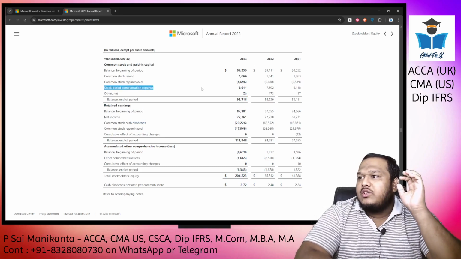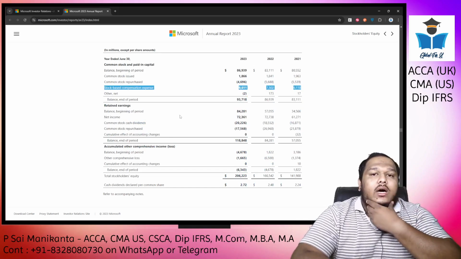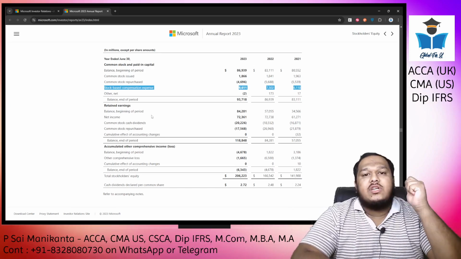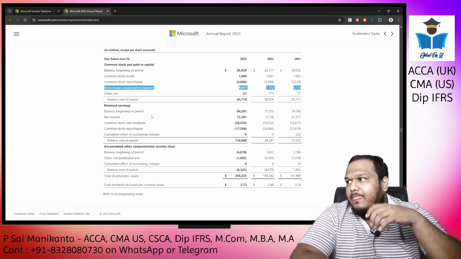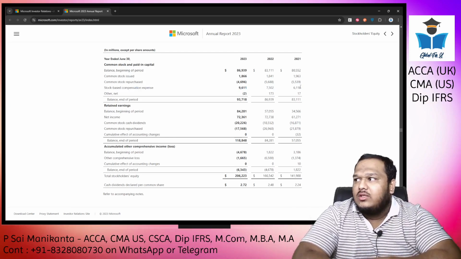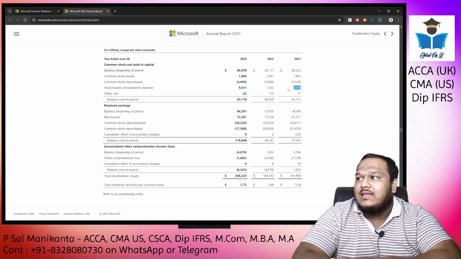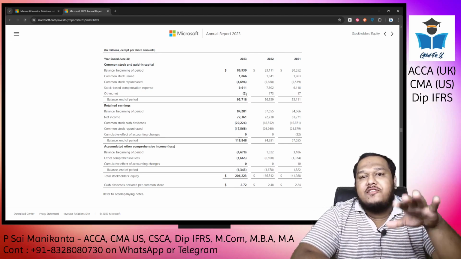And they are also giving stock based compensation. Stock based compensation means something like the CEO of the company also getting equity shares, the common stock of the company, as their salaries. So that is increasing every year. So Satya Nadella and others might actually take shares of Microsoft as a part of their salary. So that is increasing the number of shares in the company.